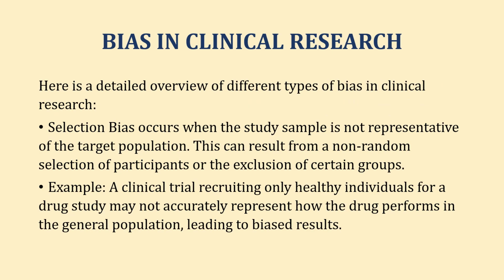Here is a detailed overview of different types of bias in clinical research. First, we come to selection bias. This occurs when the study sample is not representative of the target population. This can result from a non-random selection of participants or the exclusion of certain groups. An example is a clinical trial recruiting only healthy individuals for a drug study may not accurately represent how the drug performs in the general population, which can lead to a biased result.